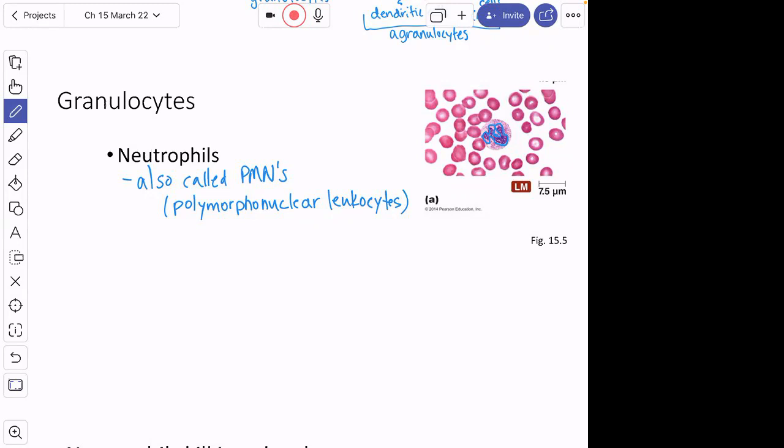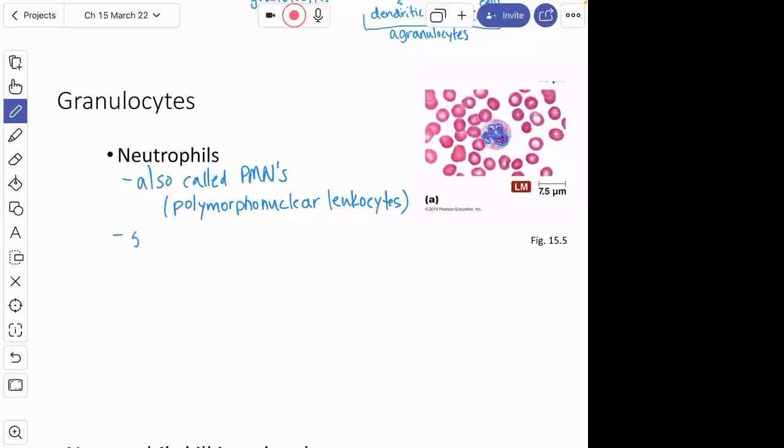So technically, basophils and eosinophils are polymorphonuclear leukocytes as well. But because there's so many more neutrophils than there are basophils or eosinophils, most of the time when we're talking about PMNs, we use that as synonymous for neutrophils. Okay, so technically a neutrophil is included in that group, but usually we consider them the same thing.